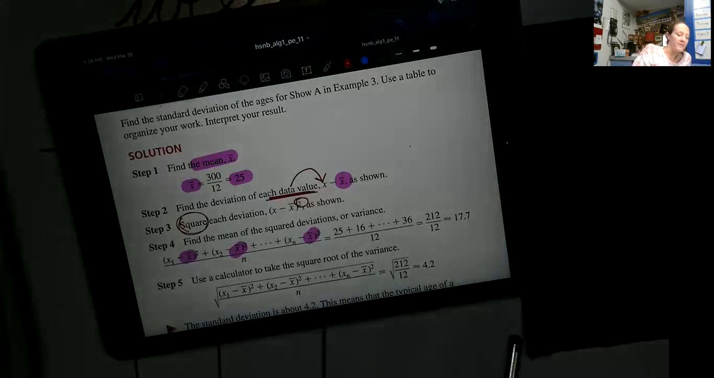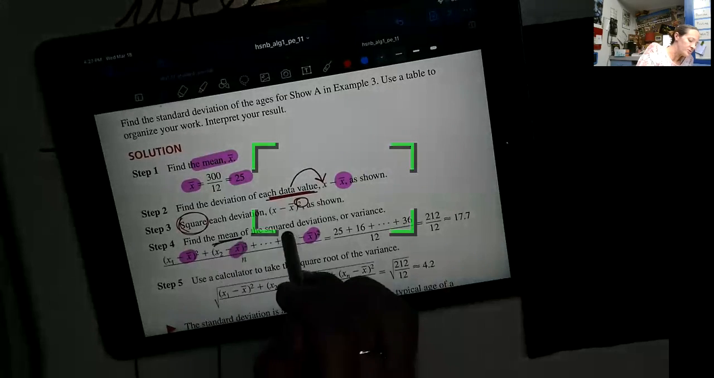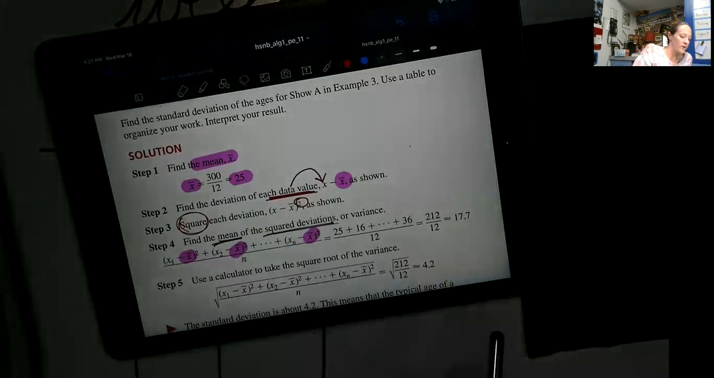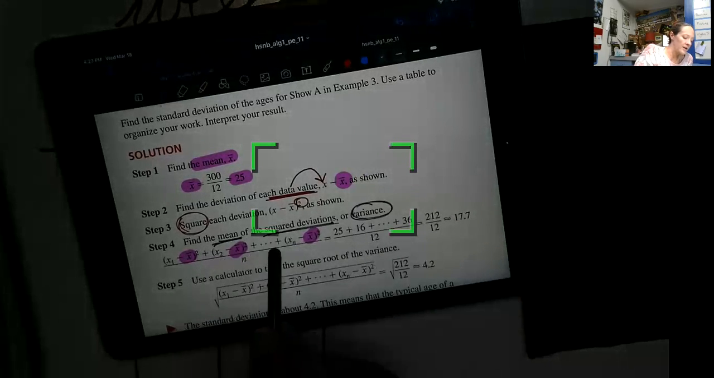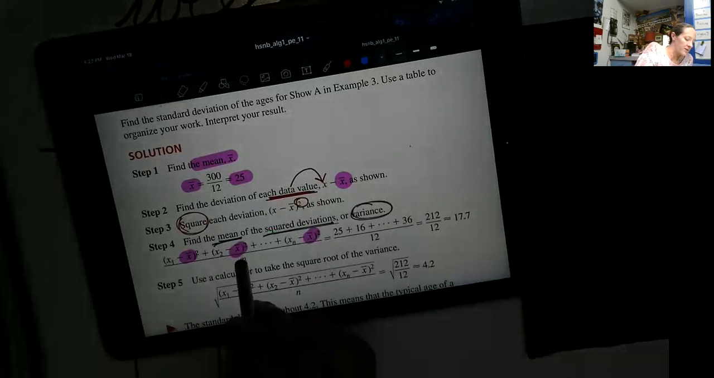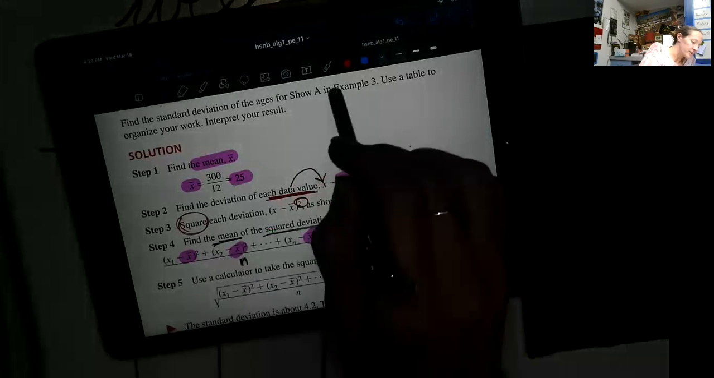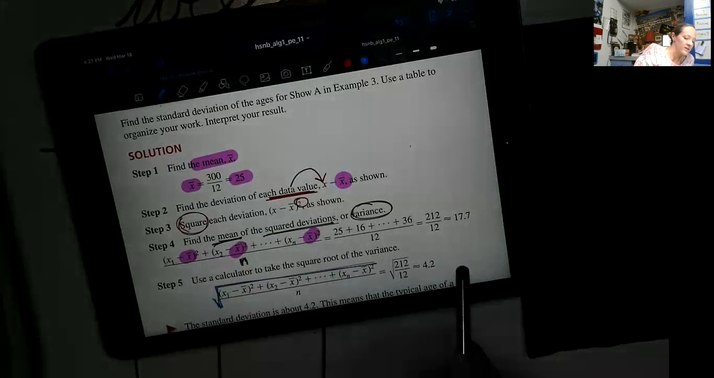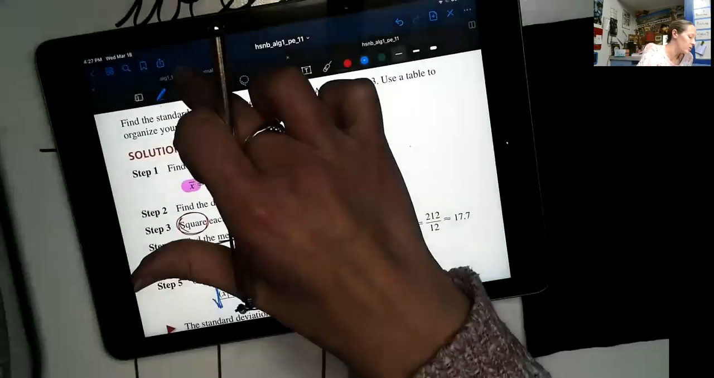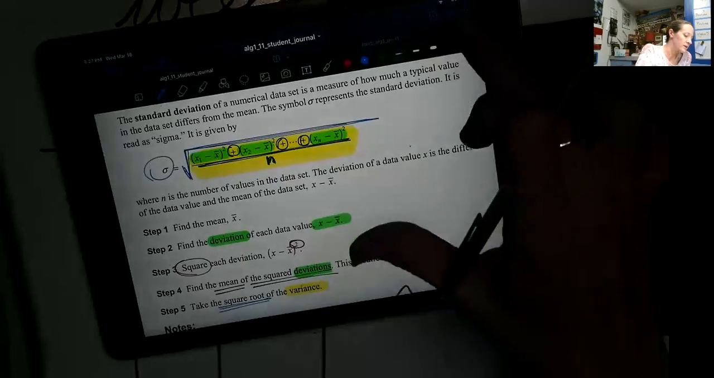Then we're going to go ahead and find the mean of those squared deviations, or that's what that snazzy word variance is. So we're going to add up all those squares, divide by the number of how many we have. Then we're going to finally take the square root of that guy called the variance and be done. So let's go get our own examples so that we can actually practice this without staring at what someone else has done.